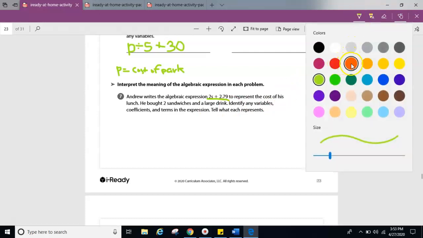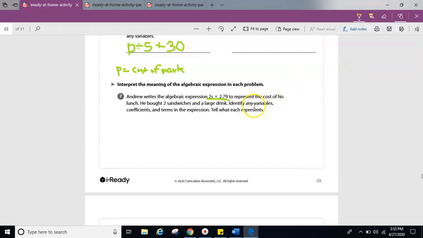I'll color code it to make it more understandable. So variables. The variable in this problem is the s. In 2s, we know he bought 2 sandwiches, so s is going to equal sandwiches. The cost, so I'm going to put money per sandwich.